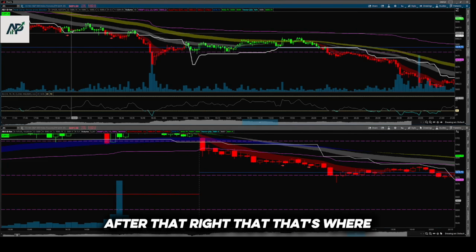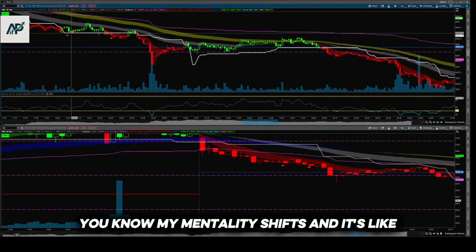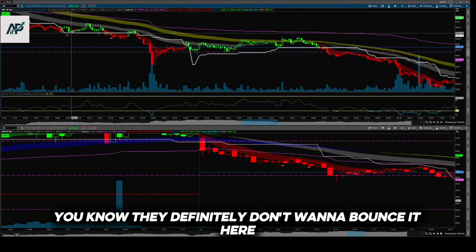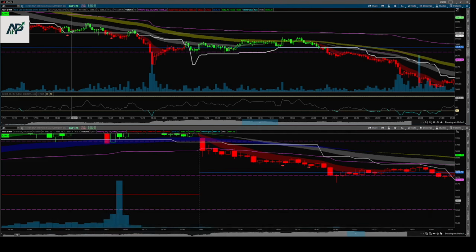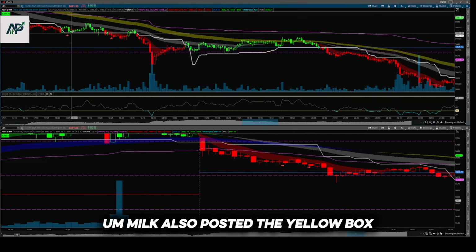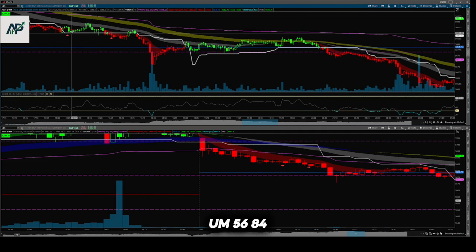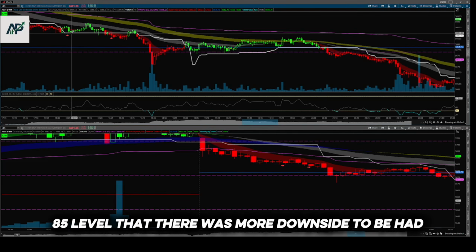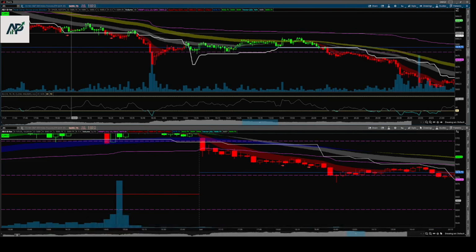After that, that's where my mentality shifts, and it's like, okay, well, they definitely don't want to bounce it here. Milk also posted the yellow box. I knew that if there was a loss of that 56.84, 85 level, there was more downside to be had.